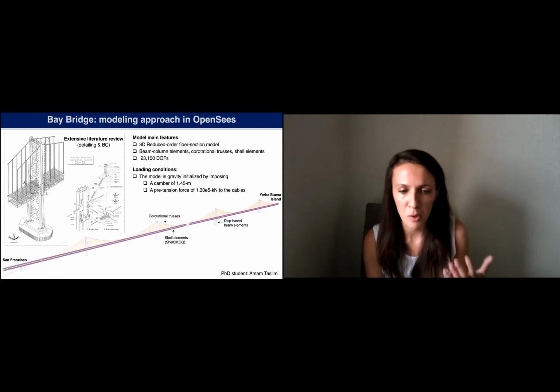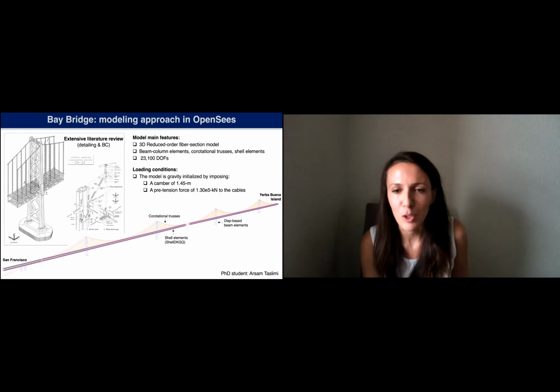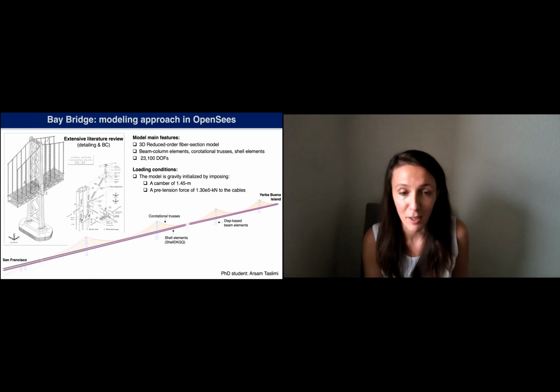As for the loading condition, before running our dynamic analysis, we like to gravity initialize the model. So we've imposed a camber and, of course, a corresponding pre-stressing force to the cables, which is again the result of a lot of research in the literature and conversations with people who have experience and have worked with the Bay Bridge in the past.